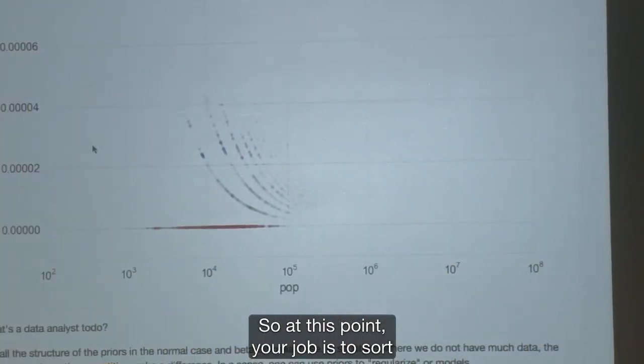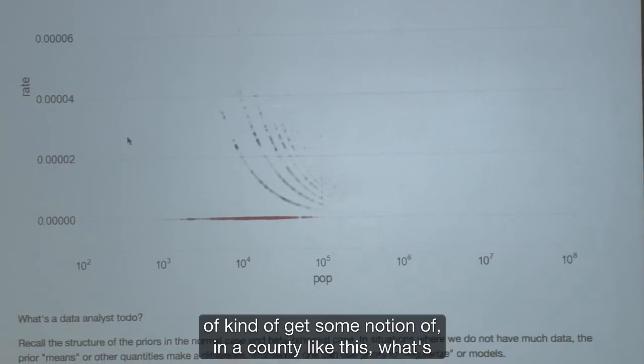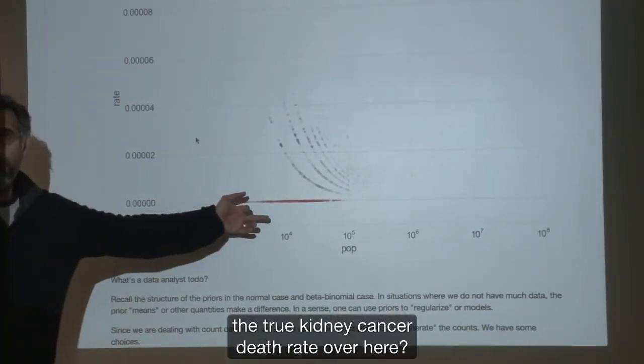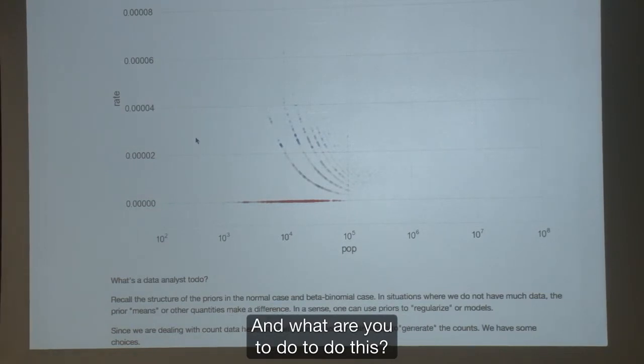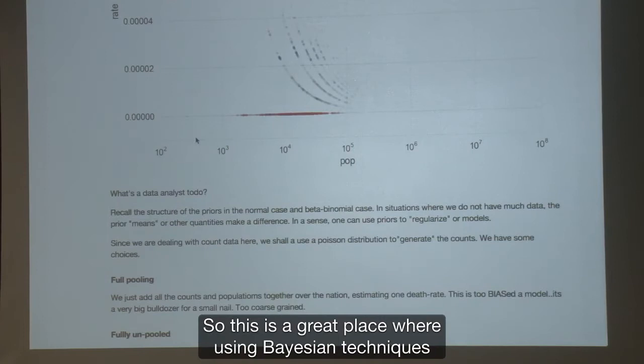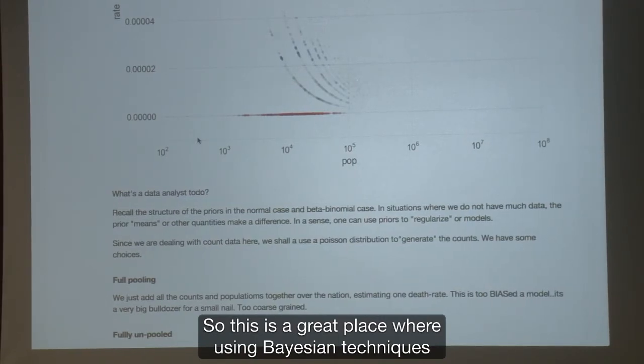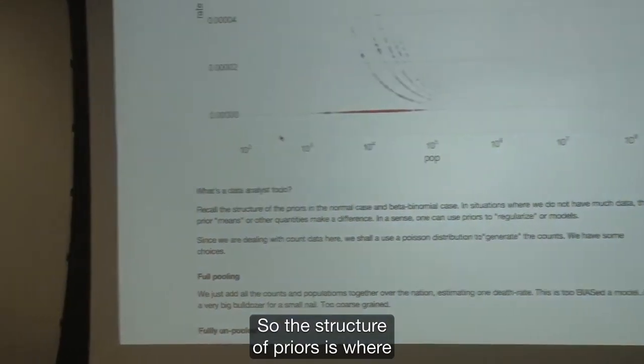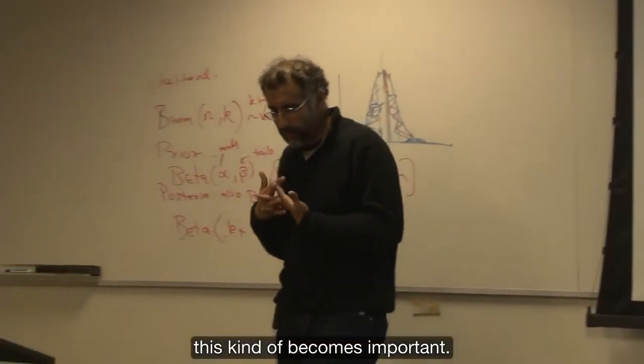So at this point, your job is to get some notion of, in a county like this, what's the true kidney cancer death rate over here? And what are you to do this? Okay, so this is a great place where using Bayesian techniques comes in very useful. So the structure of priors is where this becomes important.